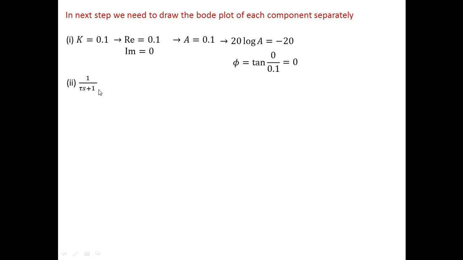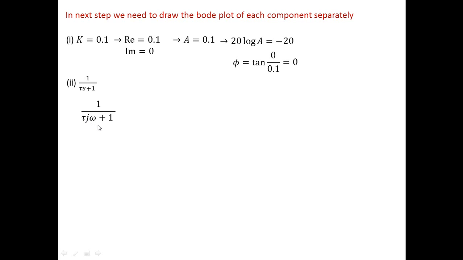For the second one, let me give you instructions on how to draw a Bode plot for a general simple pole. Assume I have a general form of the transfer function of 1 over tau s plus 1. In this case, first I need to substitute s equal to j omega. By substituting s equal to j omega, I have this ratio. The second step is to find the real and imaginary part.